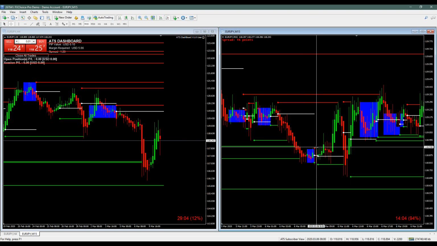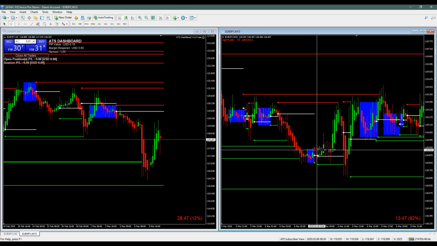The moment that it took out this red liquidity line right here, it could have been an entry. If you weren't in a trade right here, you could have either taken your trade out, or if you weren't in one, you might have taken one once it whipped through and then came back down, and then managed your risk off that same level.